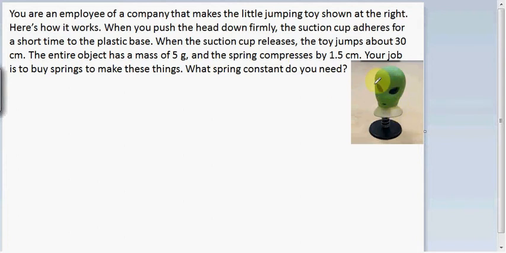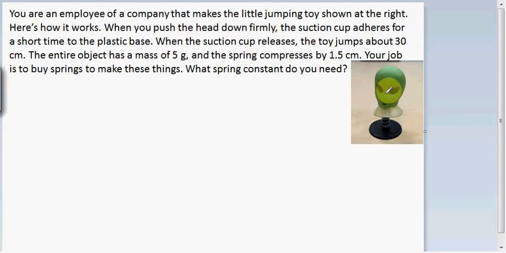The way this thing works is you push the head down until this suction cup attaches to the plastic base here. And then they will stay stuck together for a short time. After a short time, the suction cup will come loose. The head will jump up, and the whole thing will spring up into the air about 30 centimeters.